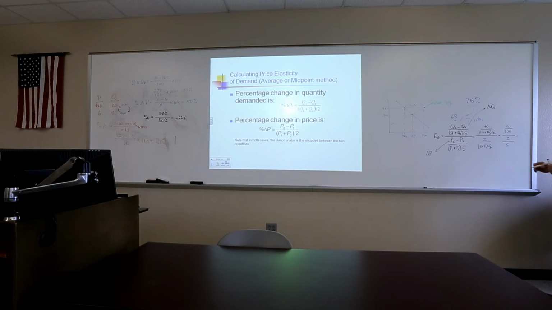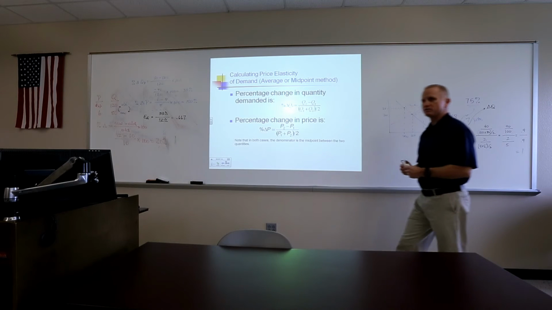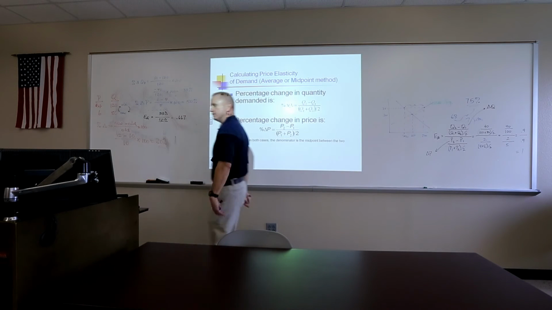And then just two more steps actually. I just put things in decimal. So this top number is 0.4 and the bottom number is 0.4, 2 divided by 5. And 0.4 divided by 0.4 is what? It's 1. Okay. So that's our coefficient. We just calculated it using the midpoint method.